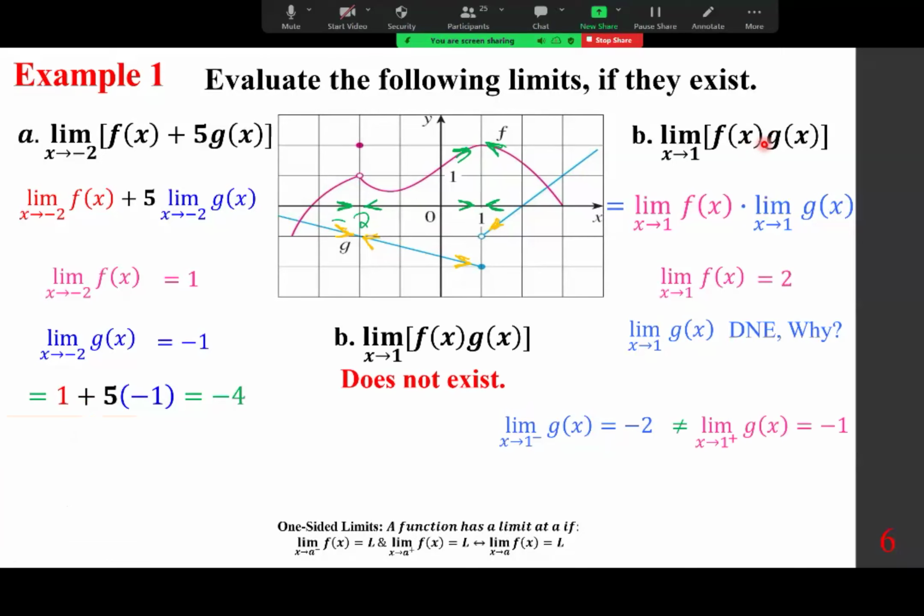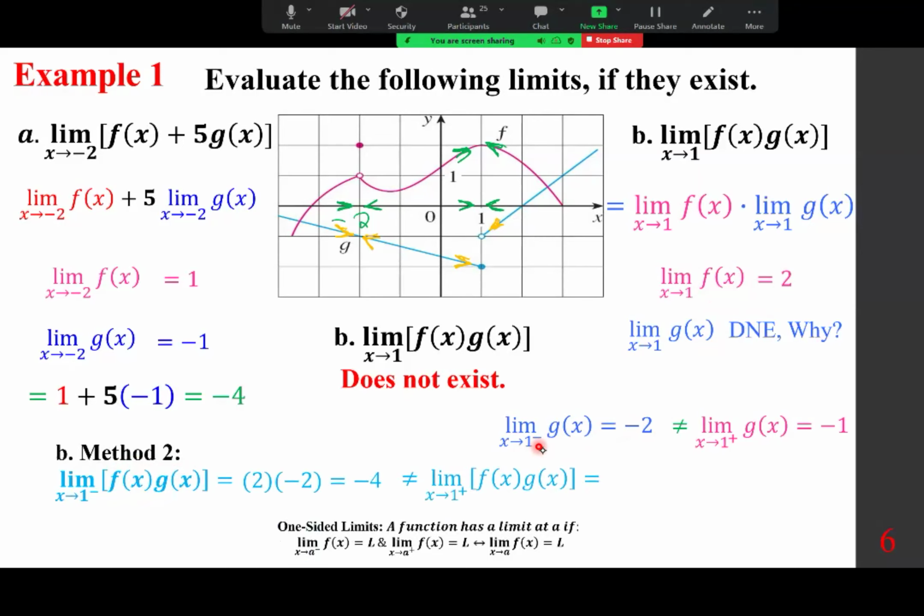The limit of a sum or difference doesn't exist as long as one of them fails. I'm going to look at a second method for part B, meaning what if I try to find the limit as x approaches 1 from the left and then 1 from the right. As far as 1 from the left, we look at each one from the left and then we multiply. We already know that the limit of f of x, left and right makes no difference, is 2. G of x from the left is -2. So the product of 2 and -2 is negative 4.